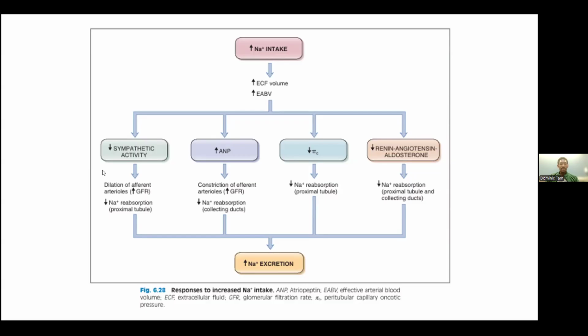Mechanisms that regulate sodium excretion include sympathetic nerve activity, atriopeptin, the Starling forces in the peritubular capillaries, and the renin angiotensin aldosterone system. The sympathetic activity is activated by a baroreceptor mechanism in response to a decrease in the arterial pressure and causes vasoconstriction of the afferent arterioles and increased proximal tubule sodium reabsorption. Atriopeptin, or ANP, is secreted by the atria in response to an increase in the extracellular fluid volume. That is going to cause vasodilation of the afferent arteriole, increasing the GFR and decreasing the sodium reabsorption in the late distal tubule and collecting ducts.